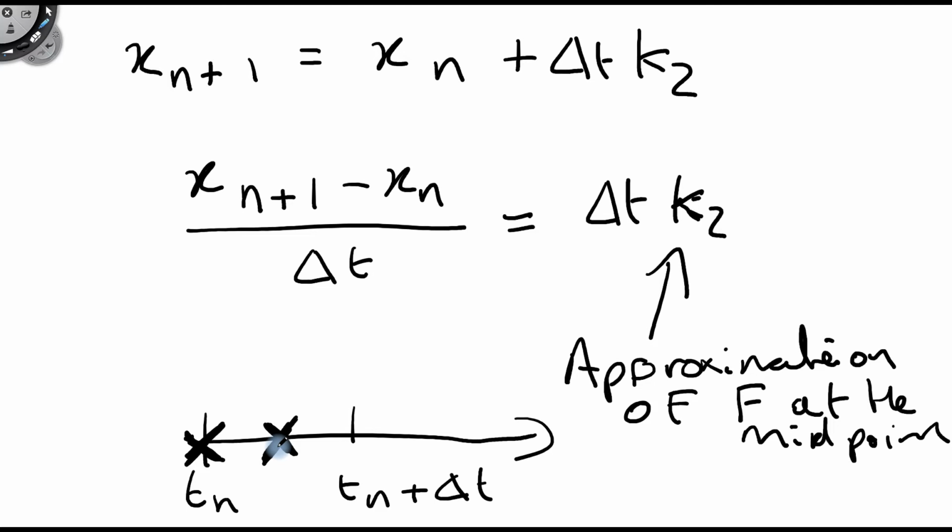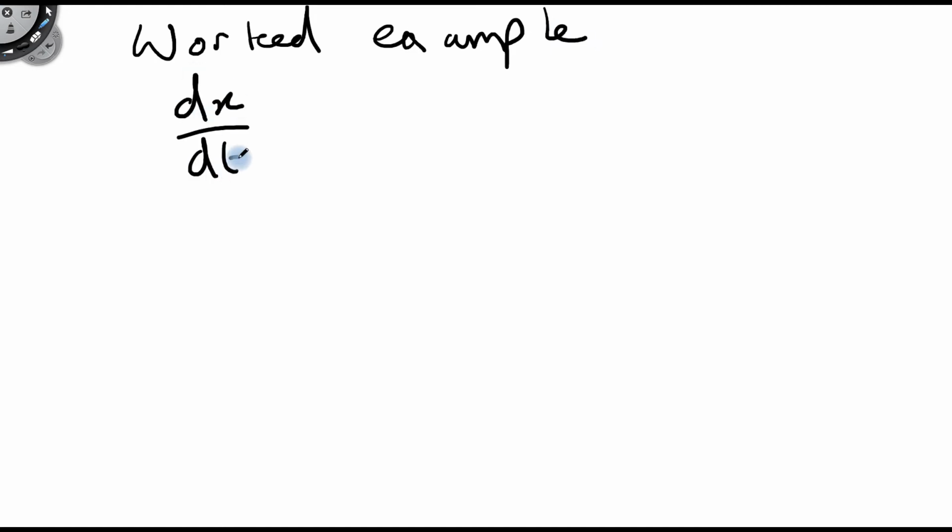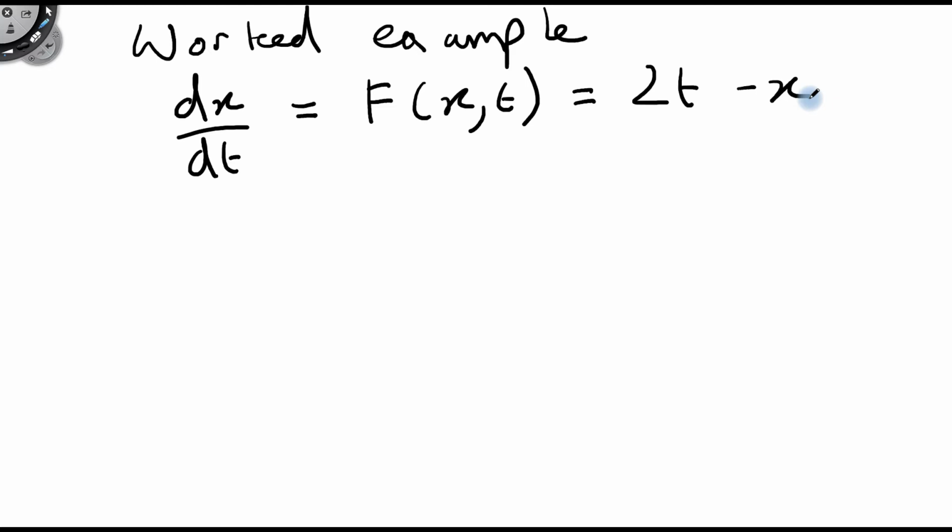So what I'm going to do is go through a worked example, actually something you could just do with a calculator if you wanted to, but easily do in MATLAB. So let's just do this. We have a worked example. And we're going to do dx by dt, and we're going to do a linear ordinary differential equation with a known solution. 2t minus x.